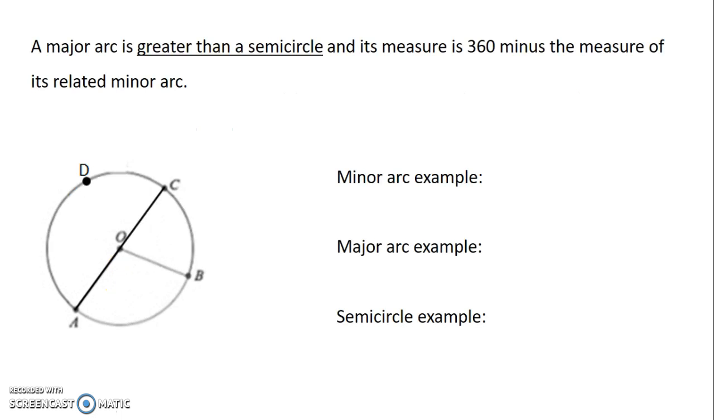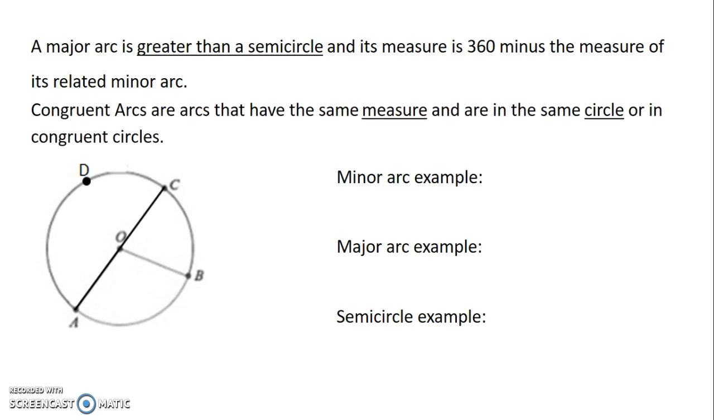A major arc is greater than a semicircle. So you're drawing your circle, you didn't go all the way around, but you went more than halfway. So if it's bigger than a semicircle, its measure will be 360 minus the measure of its related minor arc. We'll do examples of this in a second. Congruent arcs will have the same measure and either have to be in the same circle or a congruent circle. So if we happen to find them with the same number, we're going to say that they are congruent. Again, doesn't come up a lot, but something we need to know.